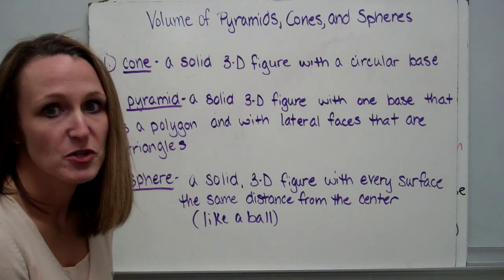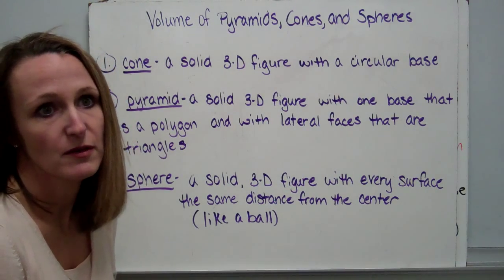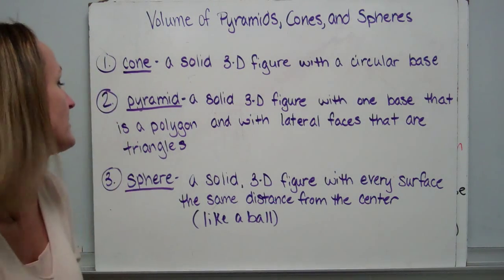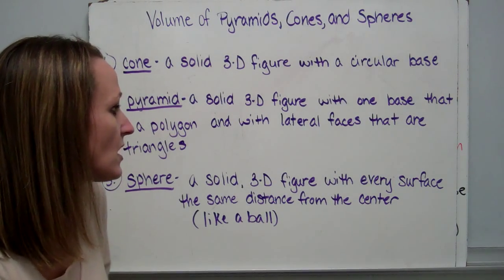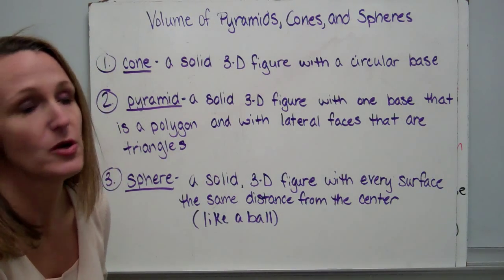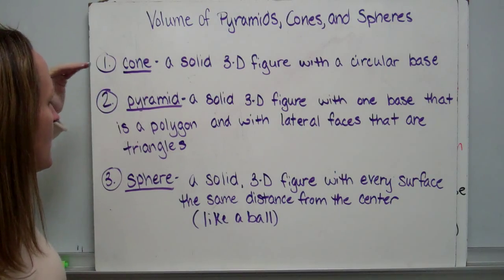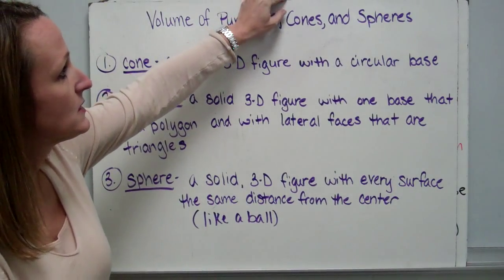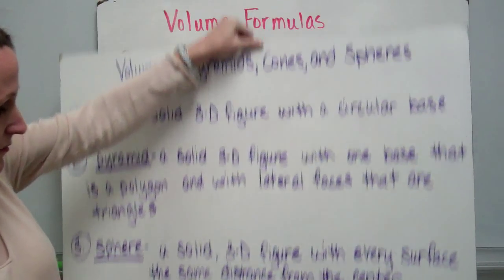There's three different shapes of pyramids that we'll talk about: square-based pyramids, rectangular-based pyramids, or triangular-based pyramids. And then spheres, a solid 3D figure with every surface the same distance from the center. Think about a ball. Okay, so in this video, cones, pyramids, spheres. Okay, so let's look at just what is the basic formula for these.